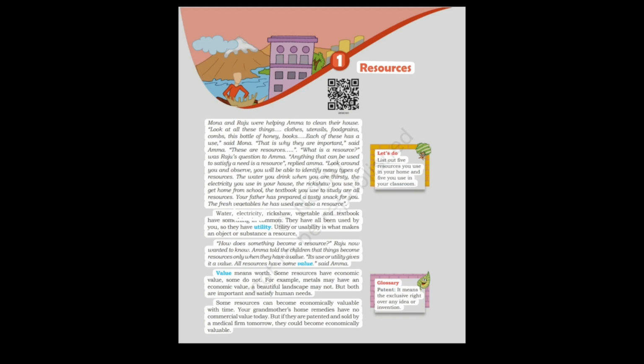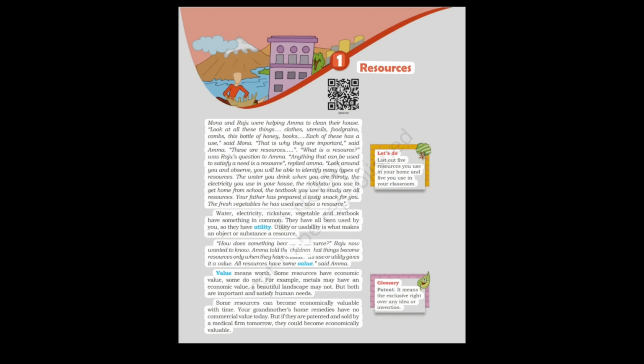Water, electricity, rickshaw, vegetable and textbook have something in common. They have all been used by you, so they have utility. Utility or usability is what makes an object or substance a resource. "How does something become a resource?" Raju now wanted to know.